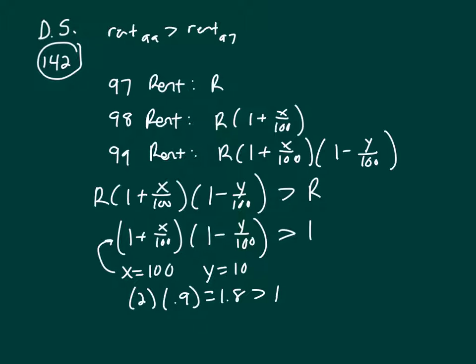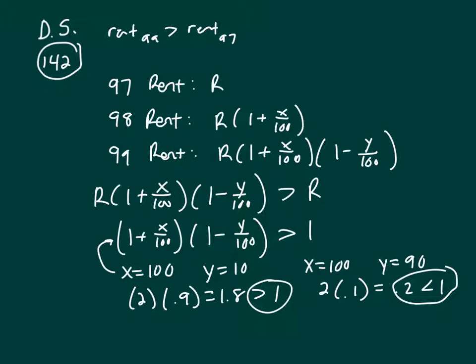But now let's let X be 100, and let's let Y be 90, some number that's closer to 100. Plug it back in the same place. That's going to be 2. And then 1 minus 9/10. 1 minus 9/10 is 0.1. And that's going to give you 0.2. And that's less than 1. So you have a conflict. So sometimes it is, sometimes it's not. So statement 1 is not sufficient.